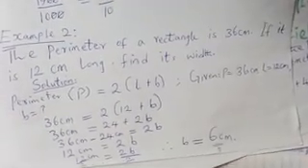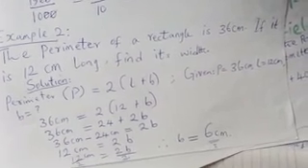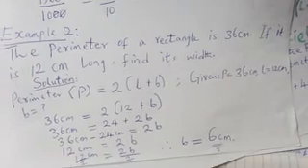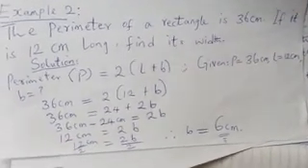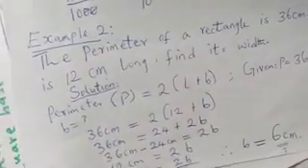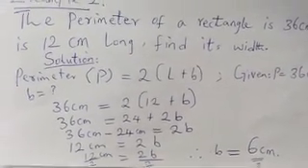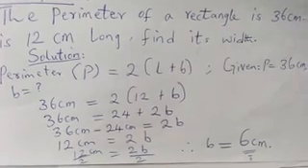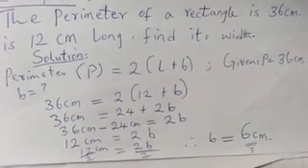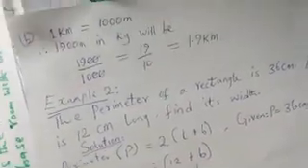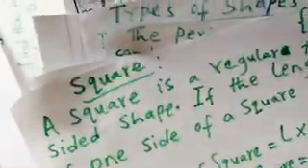Collect like terms. You have 36 minus 24 equals 12. 12 equals 2B. So to get your B now, you are going to divide both sides by the coefficient of B, which is 2. So 12 divided by 2 will be 6. 2B divided by 2 will be B. So B will be equal to 6 centimeter.